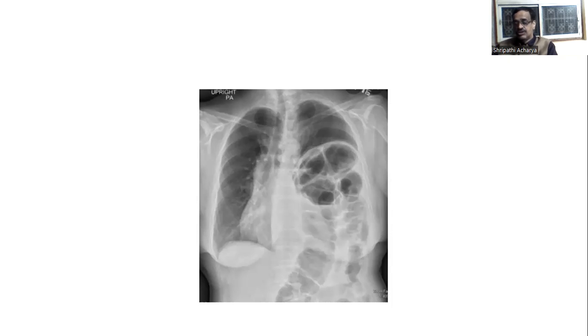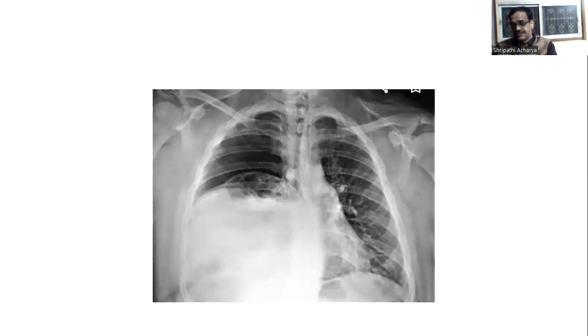You can see colonic air shadows in the right thorax, left thorax. Here in the right thorax there is the stomach air shadow, and abdominal contents are seen in the thoracic cavity, right thorax. This is a case of eventration. This is because of laxity of the diaphragmatic muscles.